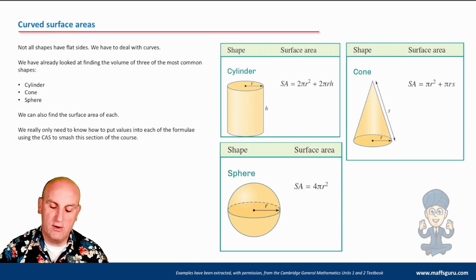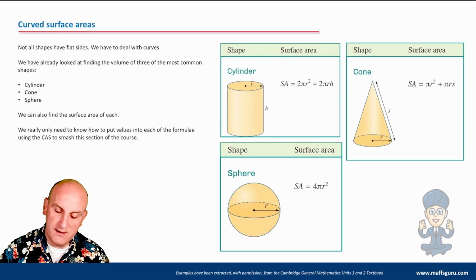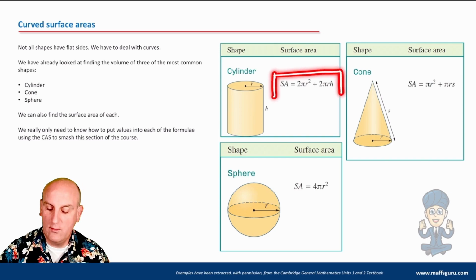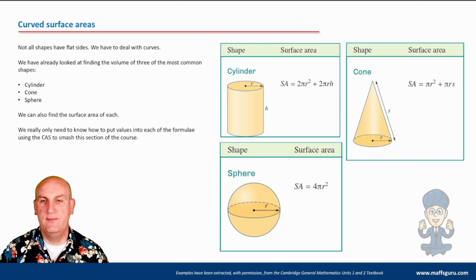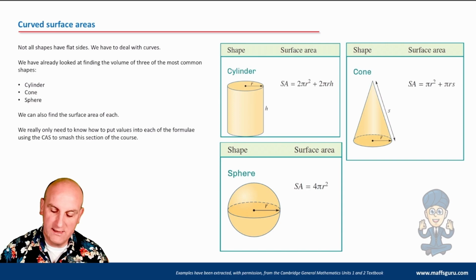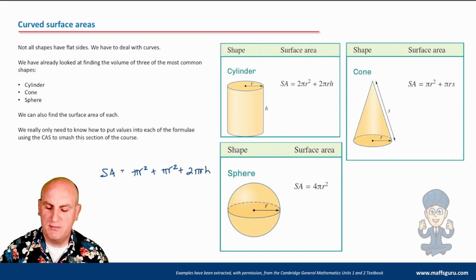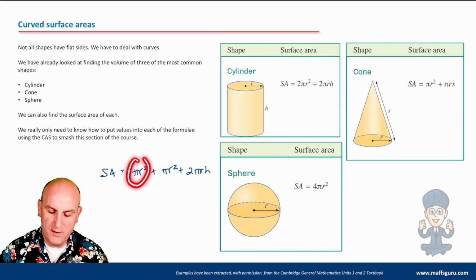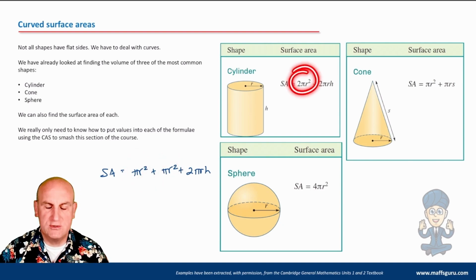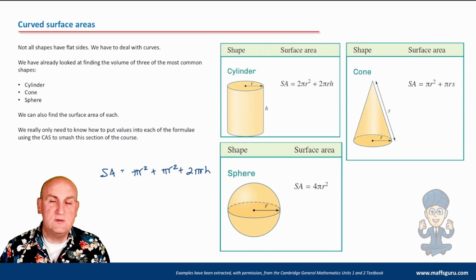Now, surface area of a cylinder is given by this formula here. Now, I don't teach it that way. If I've done this previously, you'll find I always talk about the surface area in the following way. I say the surface area is pi r squared plus pi r squared plus 2 pi r h. And you're trying to say, but hold on a moment. If I do a pi r squared plus a pi r squared, I'll get my 2 pi r squared, won't I? Well, yeah, of course you will.